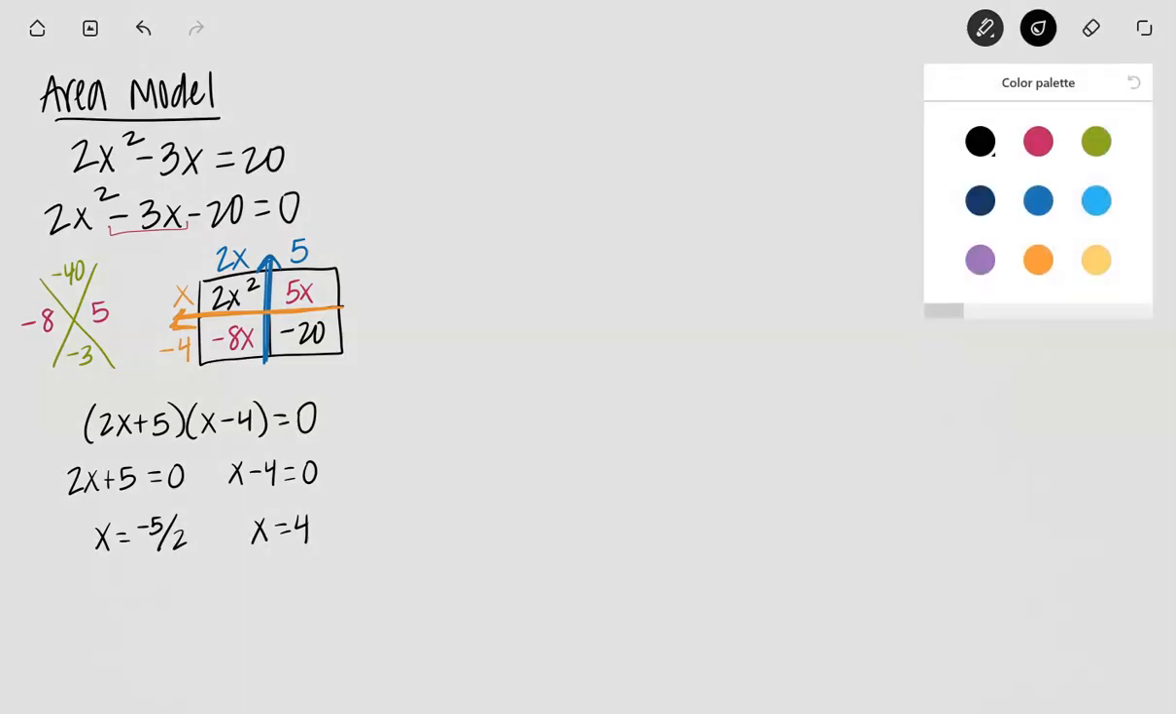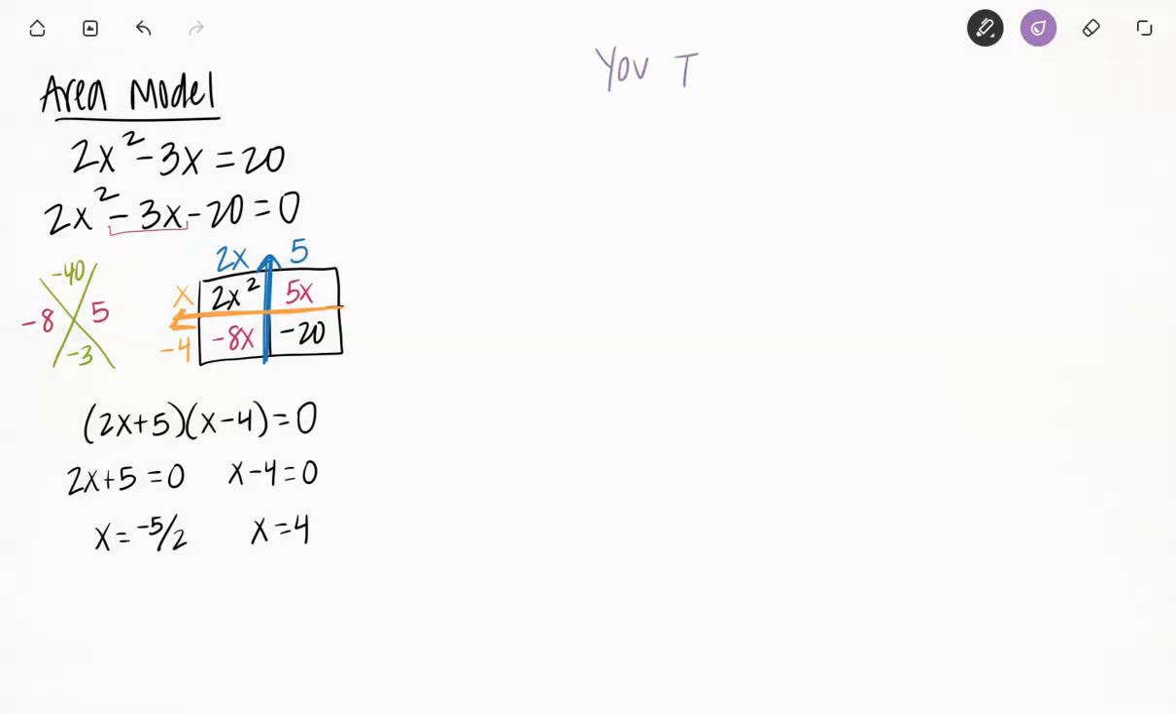So I'm going to give you an example. I'm going to write one on here. Let's see. We'll do that one. 5m squared minus 18m equals negative 9.